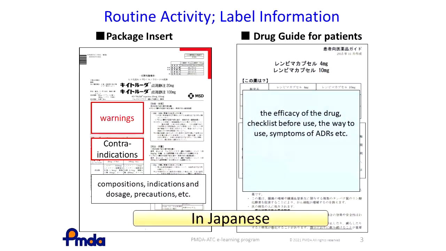The drug guide for patients explains the efficacy of the drug, checklist before use, the way to use, symptoms of adverse drug reactions, and so on, in simple terms that can be understood by high school students. The objective of the drug guide for patients is to enhance correct understanding of a drug for proper use and to help detect ADRs in an early stage.